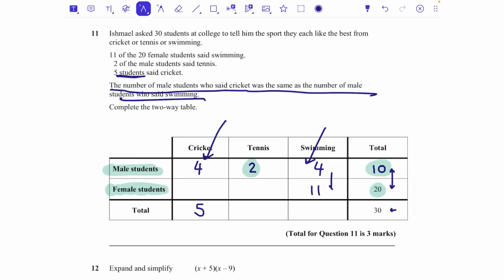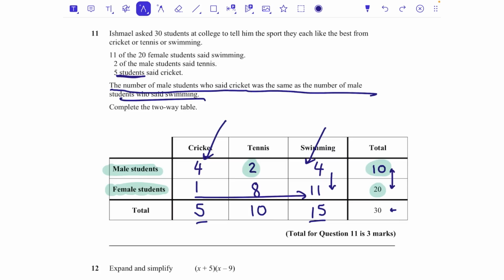Now 4 add 11 is 15. 5 and 15 makes 20, so there must be 10 here. And 2 and 8 makes 10. And then we just need to make sure that these 3 numbers add to make 20. So I've got 8 and 11, which makes 19. So I've just got 1 left to make that 20. And 4 add 1, we can see also makes 5. So I'm happy with that. That's all correct. And we've completed it.